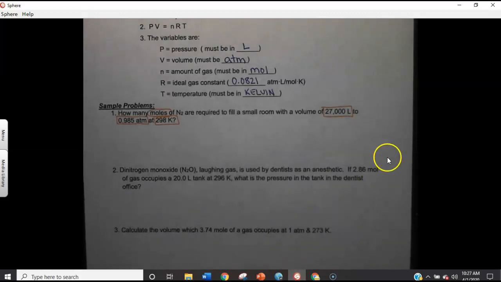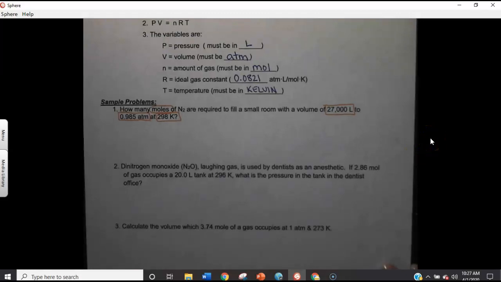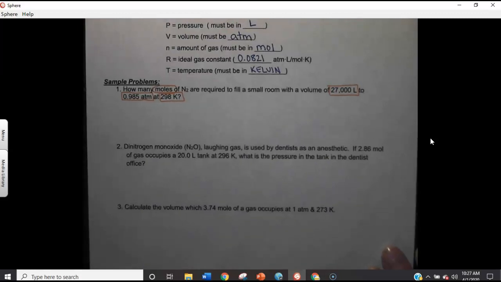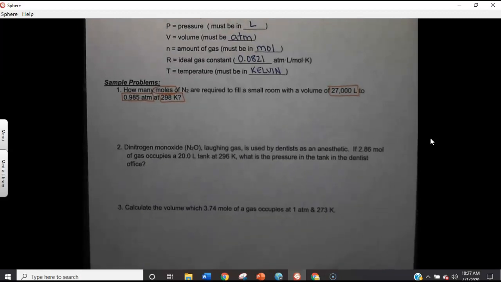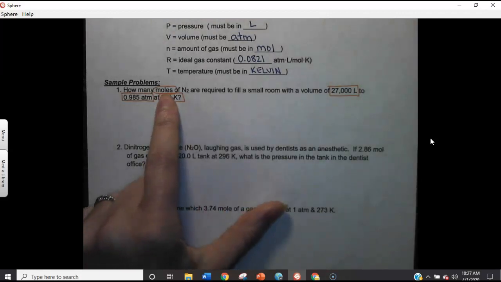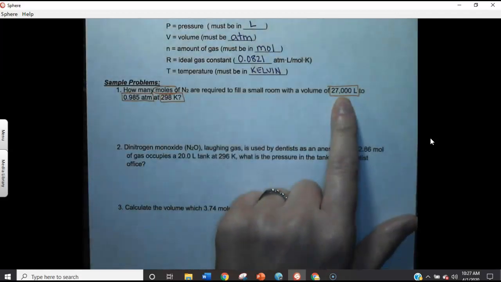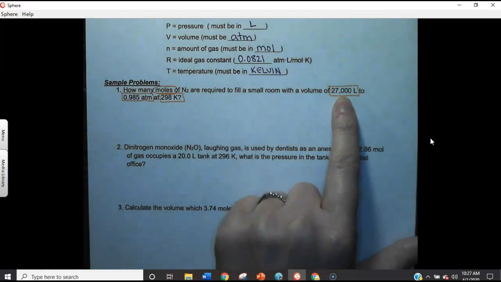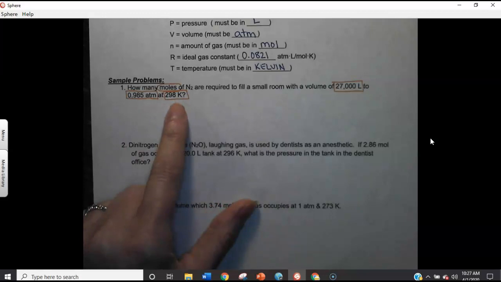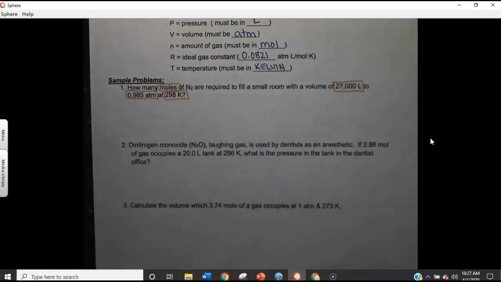But let's look at some of our calculations. So we just have 3 little practice problems to take a look at, and I've already boxed and circled. So for sample problem 1, how many moles of N2, so I circled that as my unknown, are required to fill a small room with a volume of 27,000 liters to 0.985 atm at 298 Kelvin. So I'm going to come through and, using my units, label what those givens are.